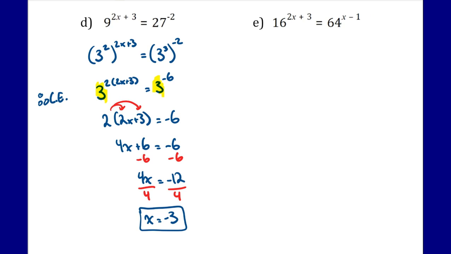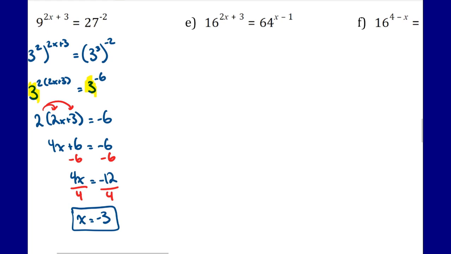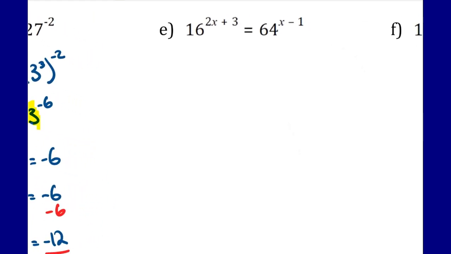16 to the power of 2x plus 3 equals 64 to the power of x minus 1. So again, these can be written as powers with base 4. You could also do 2 as well, but then you're going to end up having larger numbers, right? So it might be easier to use 4 instead.